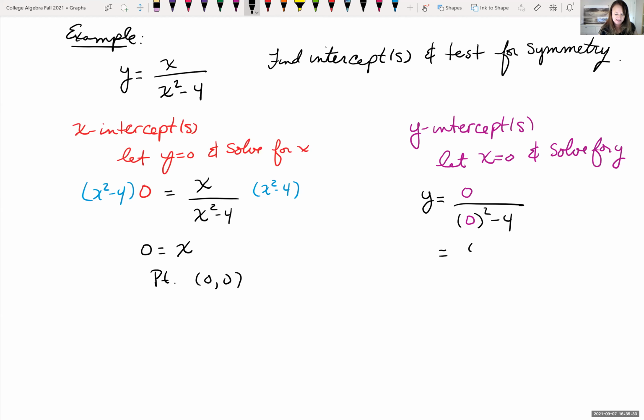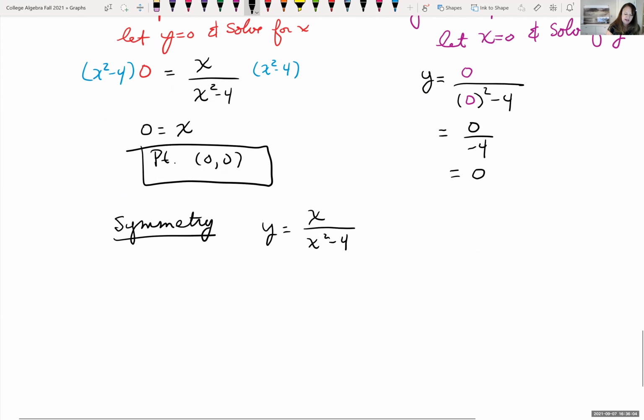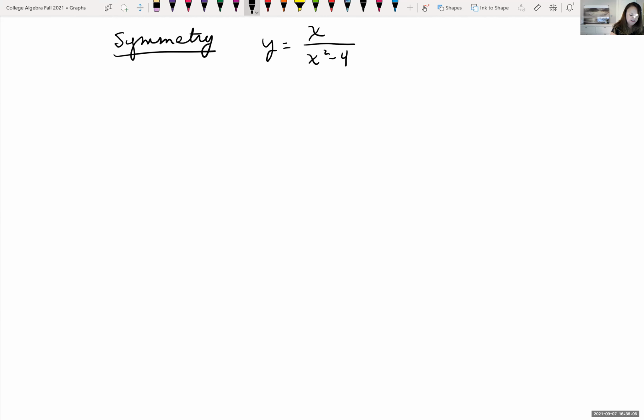This one's okay because we got 0 on top all over a number other than 0, which is -4. And so this is equal to 0. So we only have one intercept and it's at the origin. Okay, so for symmetry, it doesn't matter where we start. So let's just, again, start with the x-axis.